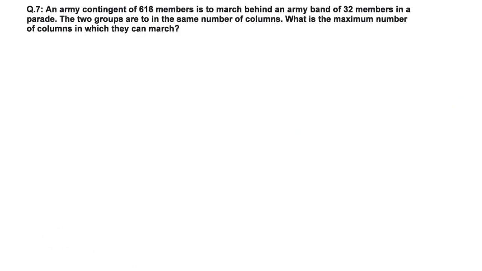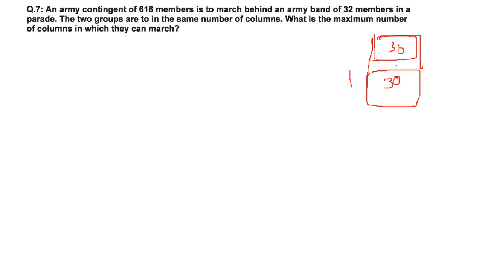An army contingent of 616 members is to march behind an army band of 32 members in a parade. So there is a band and there is an army contingent. Now what is happening here is the two groups are in the same number of columns. So we just have to equate them. If there are 3 columns here, it has to be 3 columns here. If there are 30 columns here, it has to be 30 columns here.